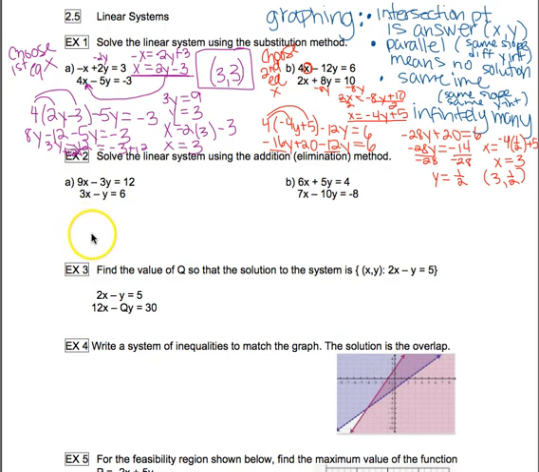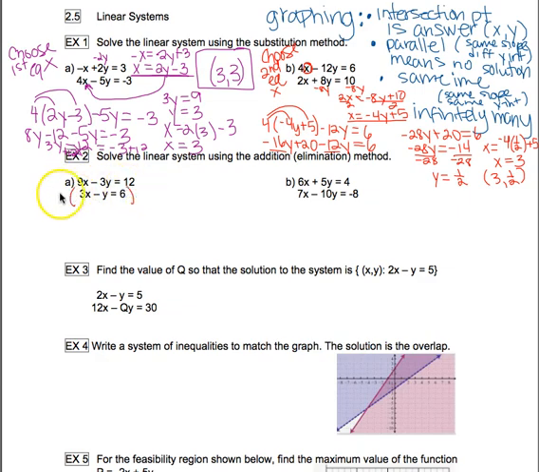So in this example, I can see that I don't have opposites already. 9 and 3 are not opposites. -3, -1 are not opposites. But I do have a coefficient of -1 here. So I could easily multiply this equation by whatever I want to make opposites in those y's. So since this equation has -3y, the opposite of -3 is +3.